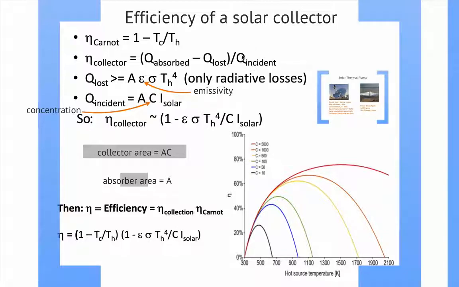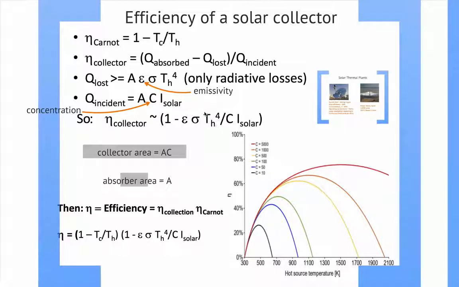So we plug it all in, and we get a relatively simple expression where the efficiency of the collector is (Q absorbed minus Q lost) divided by Q incident, which turns out to be 1 minus epsilon sigma T raised to 4 over C times I solar. If you think about this equation for a second, epsilon is a constant, sigma is a constant. These two things are constants you don't have any control over, so let's ignore them for the time being.